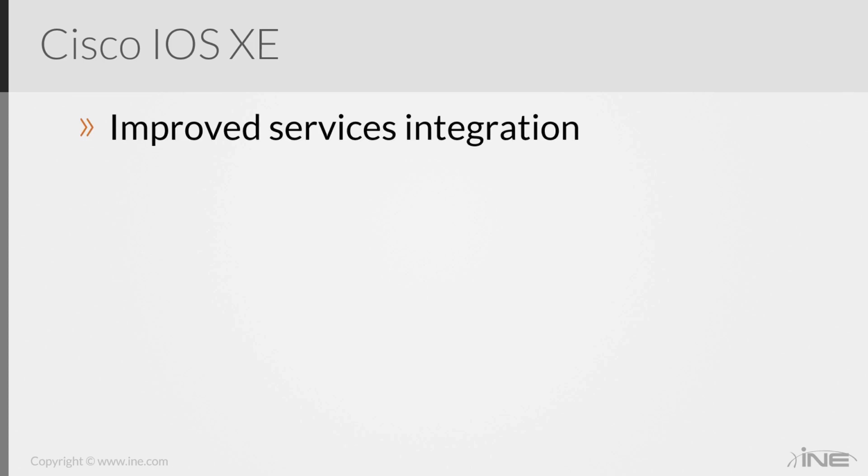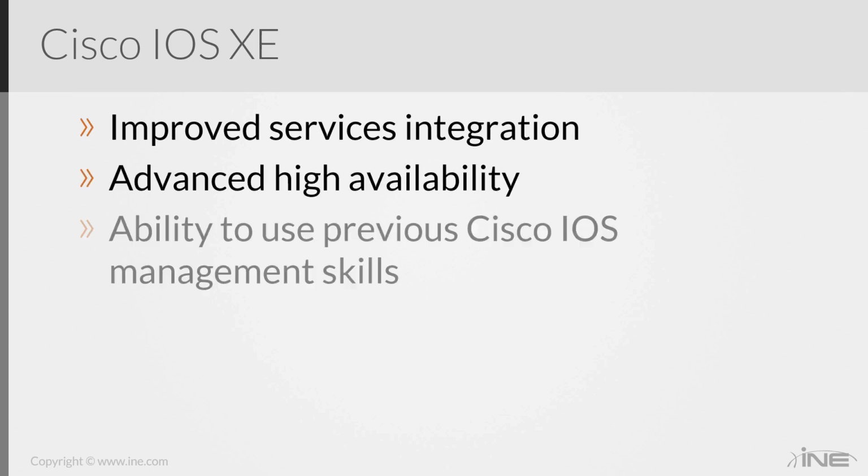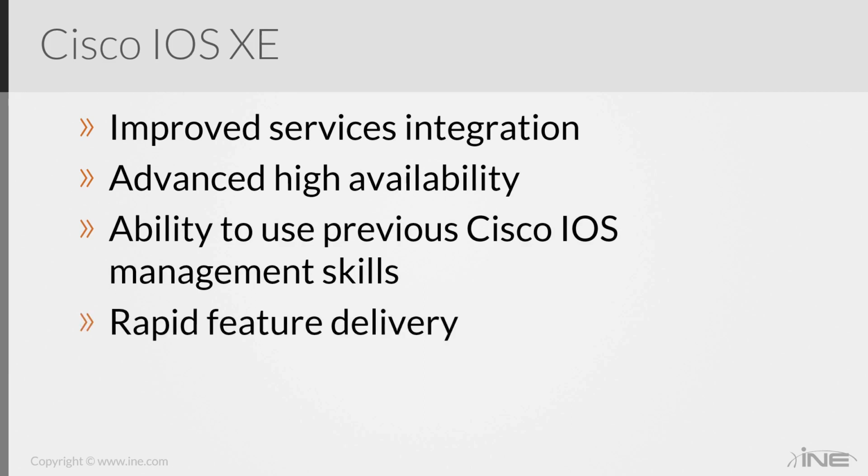Now with IOS XE, it's a little bit different. You have improved services integration, advanced high availability, the ability to use previous Cisco IOS management skills, rapid feature delivery, and a universal image. The key thing here is that with IOS XE, you go into what they call packages. With older IOS, you had a single image, and depending on what level of services you needed, that's the image you would have to buy. If you needed all the bells and whistles, you'd have to buy Advanced Enterprise Services. This is what you would have gotten tested on in the CCNA lab exam.